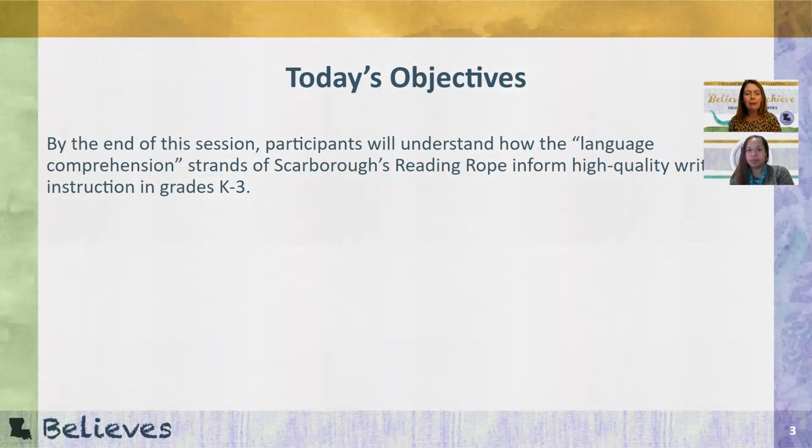Now, today's objective is that by the end of our session, our participants will understand how the language comprehension strands of Scarborough's reading rope inform high quality writing instruction in grades K-3. As we mentioned before, in our last session, we focused on how the word recognition strands inform high quality writing instruction. Today, we're going to talk about an equally important part, those language comprehension strands. Both of these play an important role in developing students as writers in these earliest grade levels.